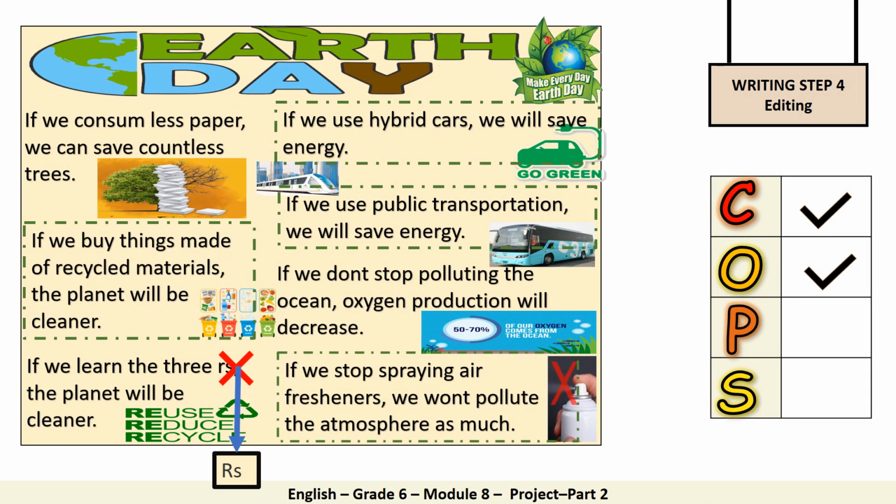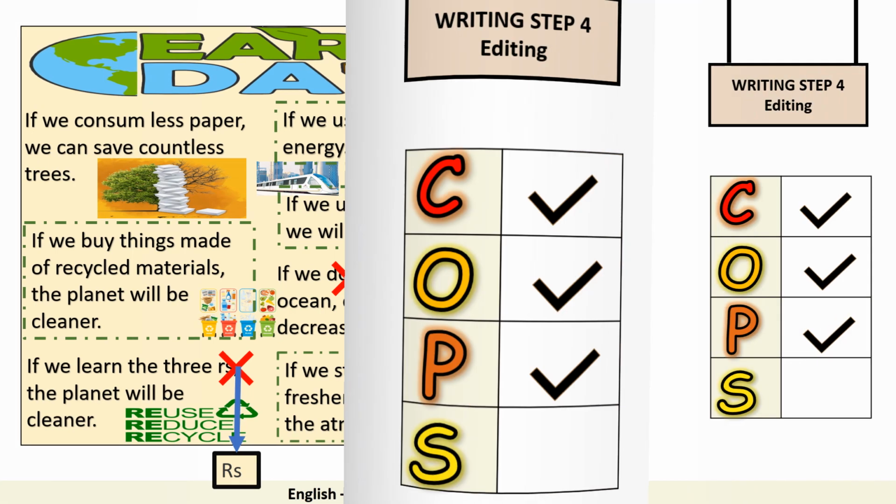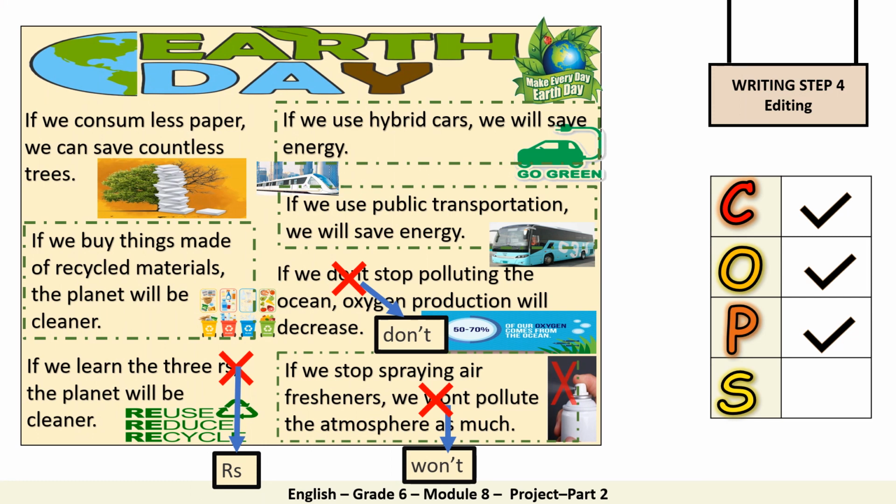Let's move to the P and check the punctuation. Yes, you have to add apostrophes because you're using the contracted forms of the words do not and will not. Let's move to the S and check the spelling of the word consume. I need you to open a dictionary and check its spelling. You have to add a silent E at the end.